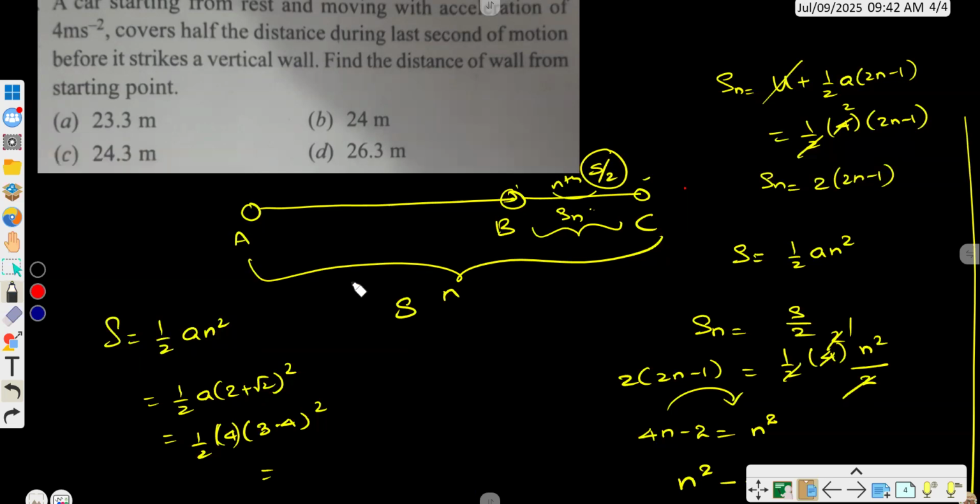So the answer would be 23.3 meters nearly. This is going to be the answer. I hope you understood this question. If you have any doubt, you can ask. Thank you.